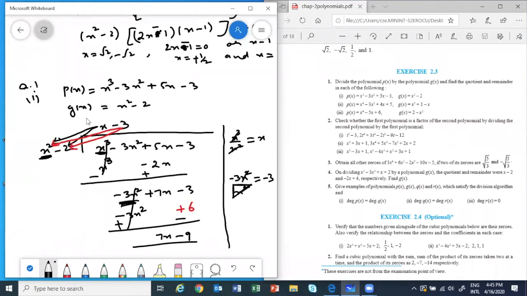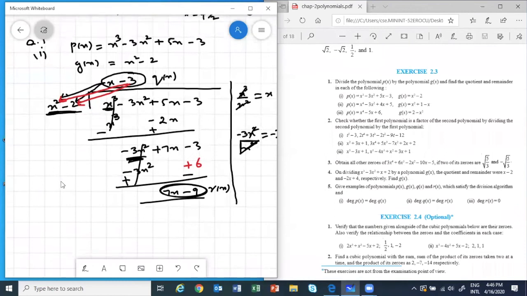So what all do we have? This x minus 3 is our Qx. Can we do further? No, because the highest power here is 1. The degree of polynomial Gx is 2 and our Rx has come out to be degree 1, so we can't do any further. Rx is supposed to have degree less than Gx. So what to do? Just write it.